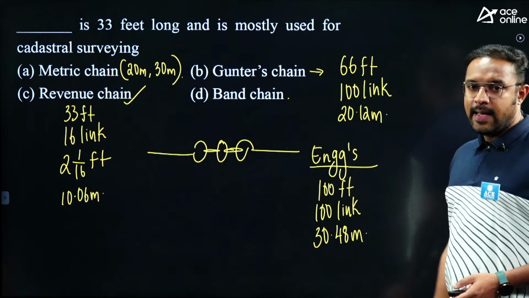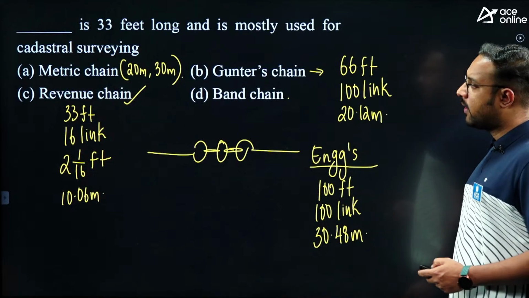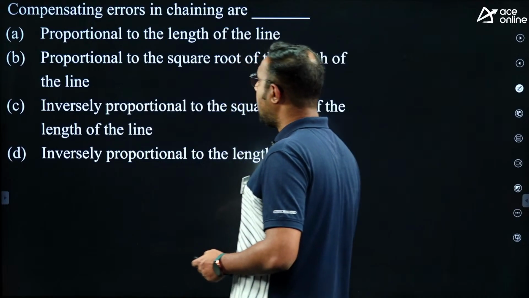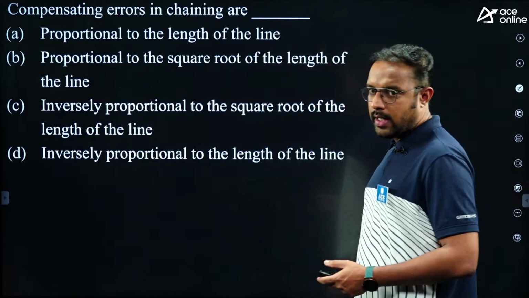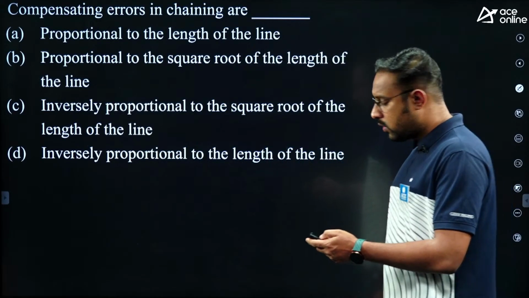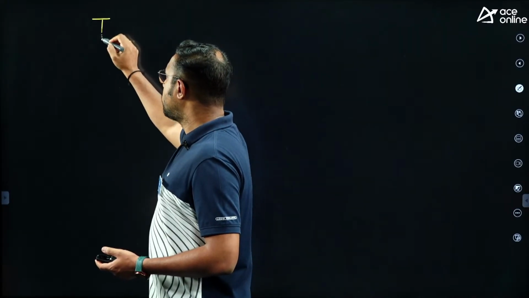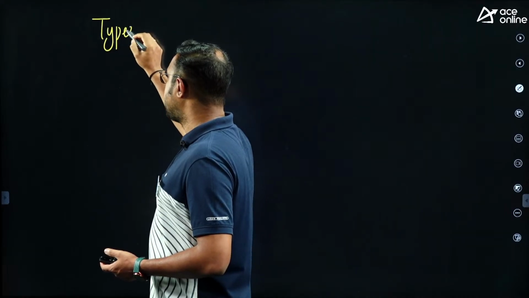So these are the different types of chains. Please remember. Okay, let us move on to the next question here. Compensating errors in chaining are proportional to dash. So this is what their question is. They are asking, you see, there are different sources of errors, but what is more important for us is the different types of errors.